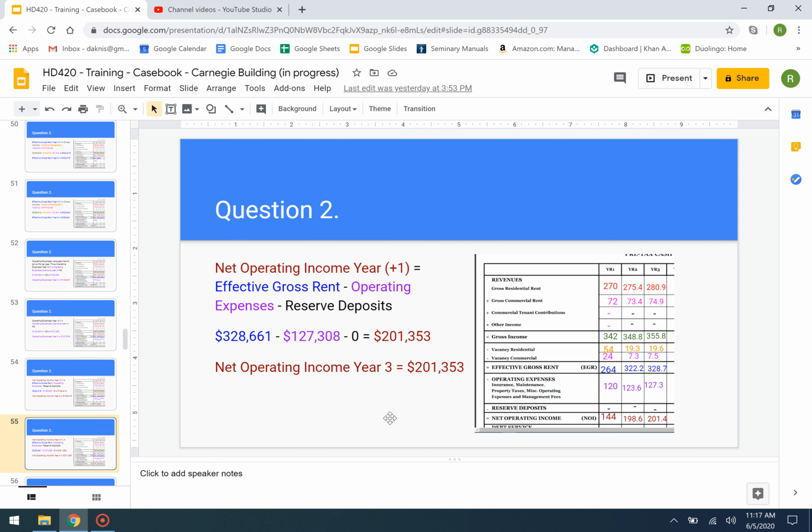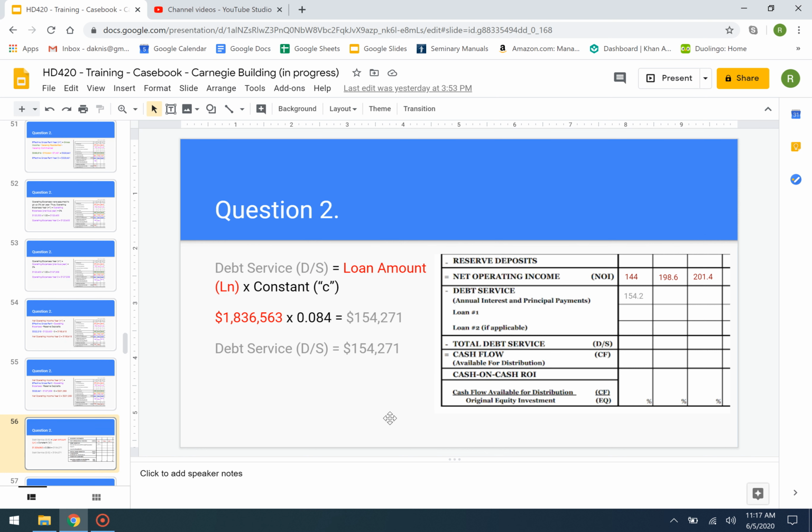All right, so we're starting to get this top part filled out. So now we've got to go look at the bottom. I'm just moving down this sheet a little bit, so you'll see net operating income, the 144, the 198, the 201 for years 1, 2, and 3.